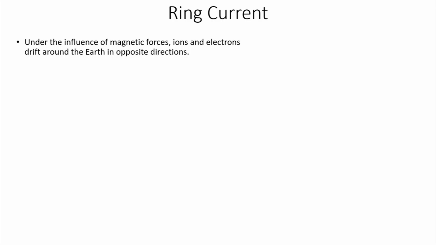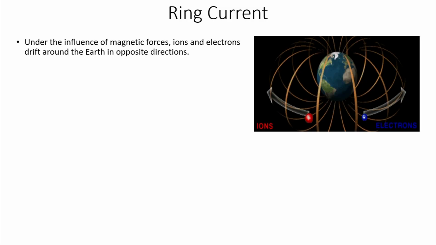As a result, in the case of a very strong geomagnetic storm, the overall magnetic field can go to the negative side. So, this gives an indication of the magnitude of the geomagnetic storm. Under the influence of the magnetic forces, the ions and electrons drift around the Earth in opposite directions, as shown here, with the electrons and protons drifting in opposite directions.